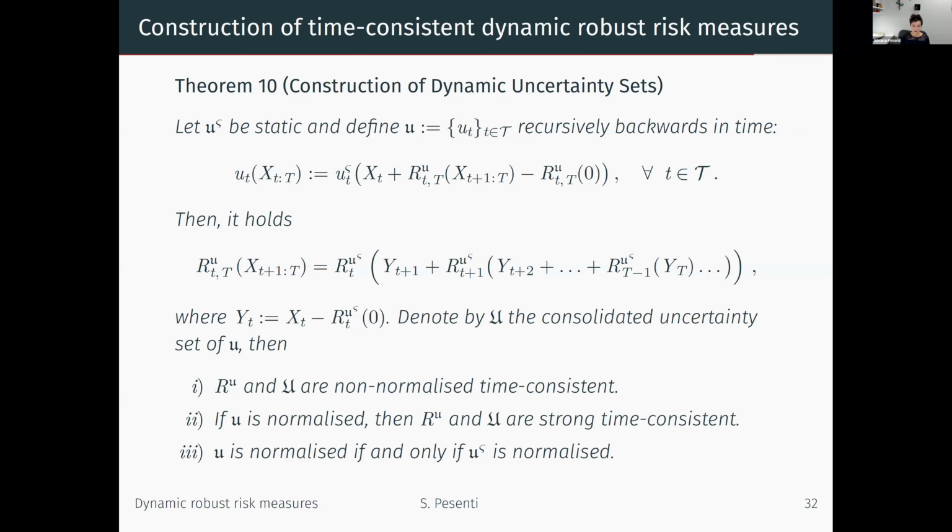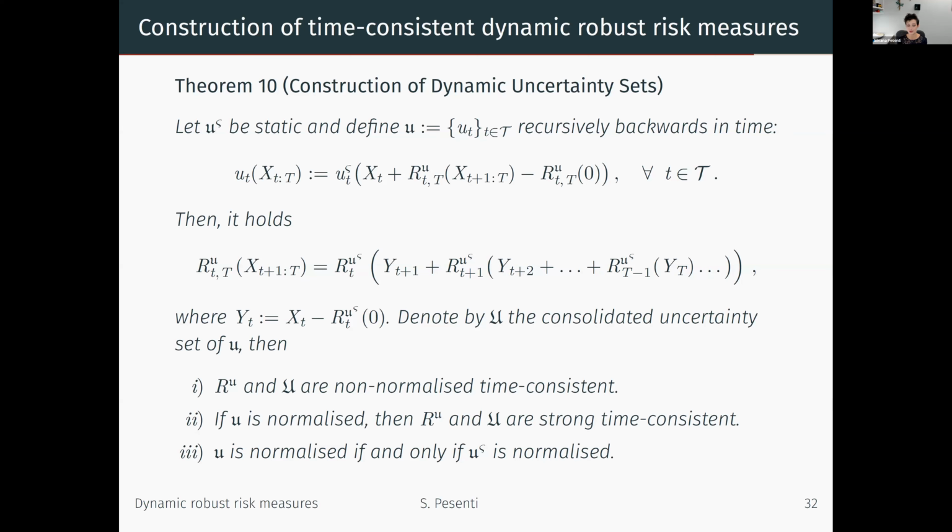And the risk measure that we obtain is non-normalized time consistent, and if my uncertainty set is normalized, then I end up with a strong time consistent risk measure. And moreover, if I start with a static uncertainty set that is normalized, then I end up with a strong time consistent risk measure. We can actually do something slightly better.